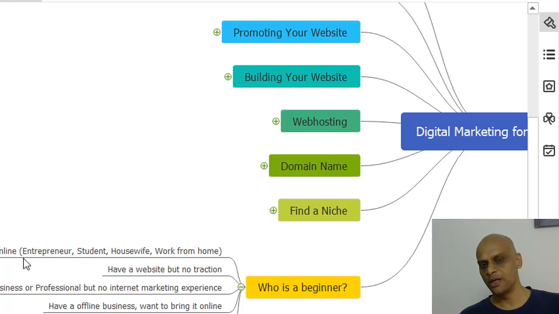So this might include starting as a freelancer. It might include starting a business. It might include starting your own services in digital marketing, which is a whole lot of areas that you can work on. So that's the first category.